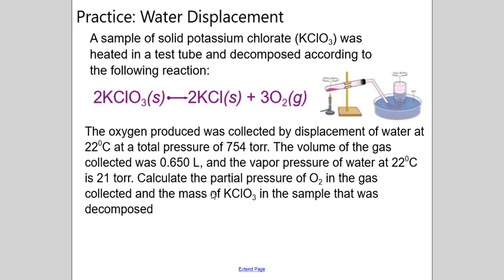So here's an example right here of water displacement. This is the solid. We're heating that solid up in this little container, getting it to decompose into these two things, collecting this O2 gas, and they want to know, based off of what we collected here, or based off of what we used here, calculate the partial pressure of O2 collected and the mass of KClO3 in the sample. So we'll have to find the partial pressure of O2 and then go backwards to figure out what mass of this we actually end up using.